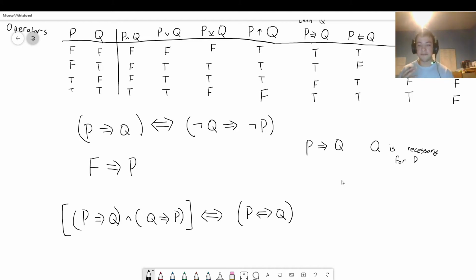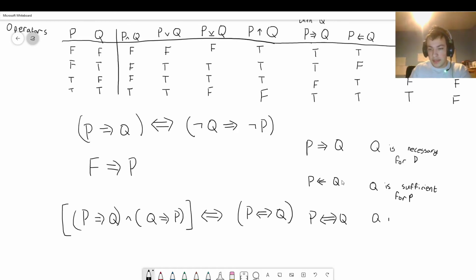Okay, because if Q is false, then P is false. So we must have Q being true for P to be true. If P is implied by Q, then Q is sufficient for P, because if Q is true, then P must be true. And then finally, if both of them hold, then Q is necessary and sufficient for P.